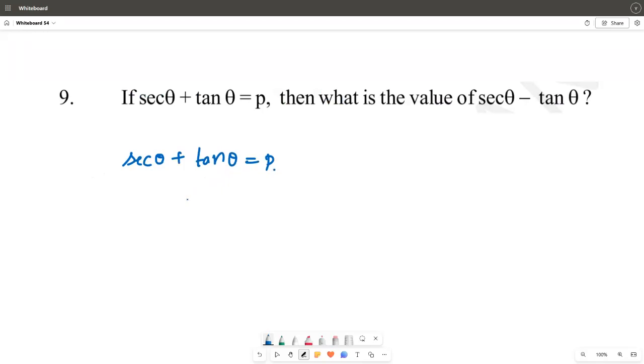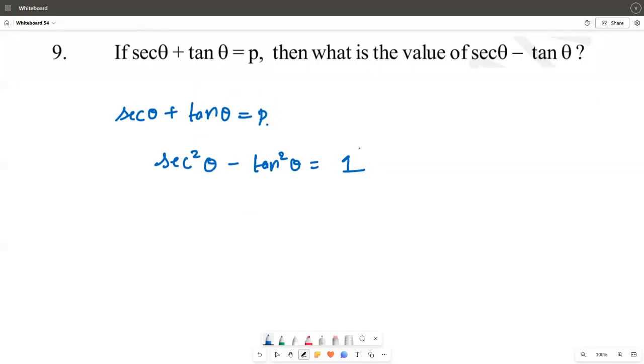Before that, since we have secant theta and tan theta, we know that secant square theta minus tan square theta is equal to 1, and we can write a plus b into a minus b is equal to a square minus b square. Similarly, if we are given a square minus b square, I can write it as a plus b into a minus b. So secant square theta minus tan square theta can be written as secant theta plus tan theta, into secant theta minus tan theta, which is equal to 1.